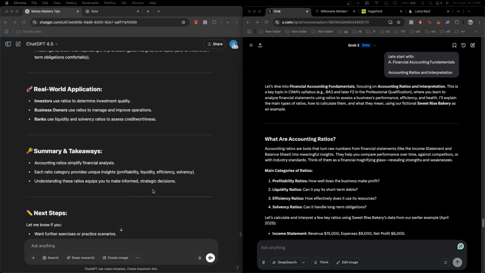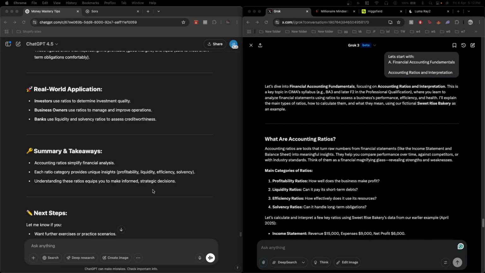Now, there is a section called the real world application. Investors use ratios to determine investment quality. Business owners use ratios to manage and improve operations. Banks use liquidity and solvency ratios to assess creditworthiness.